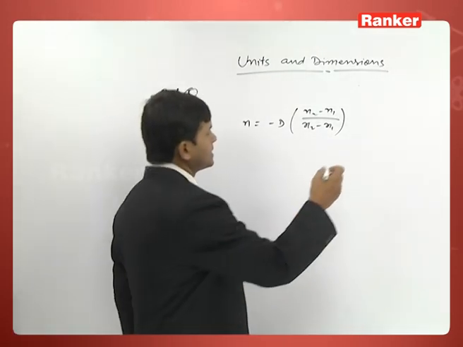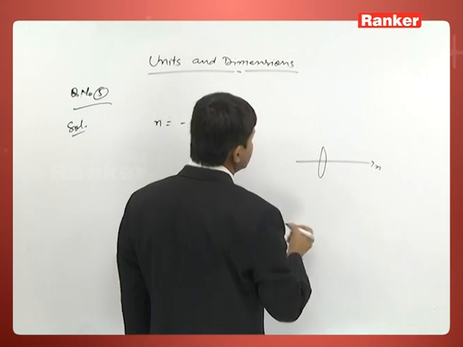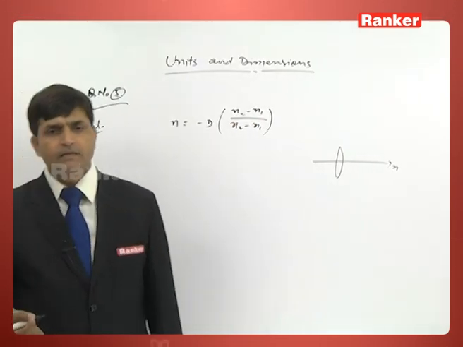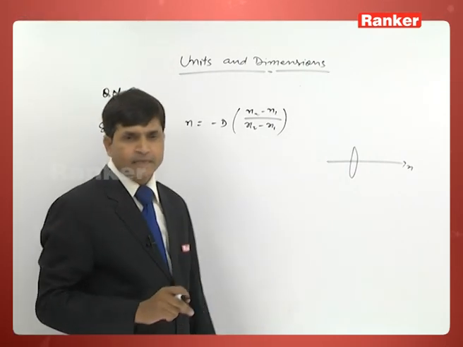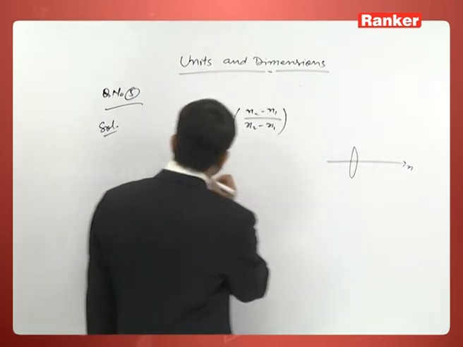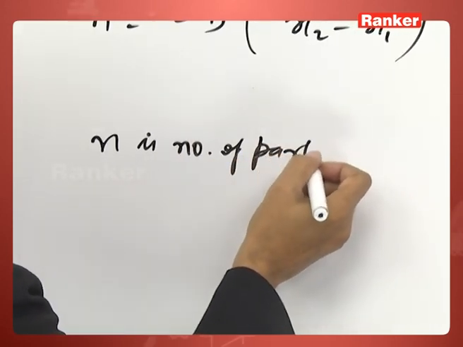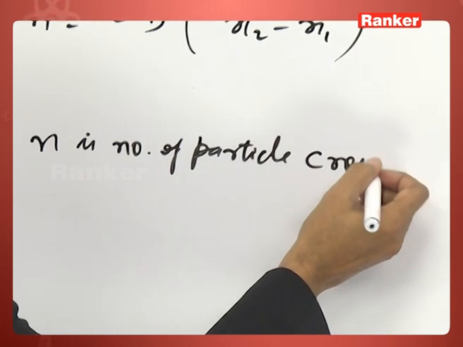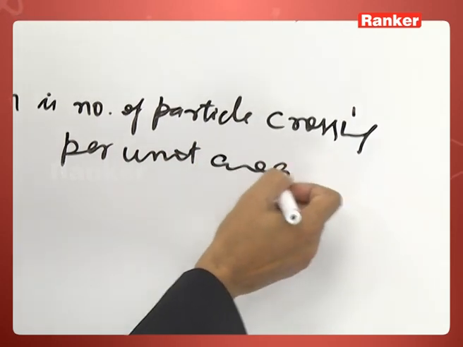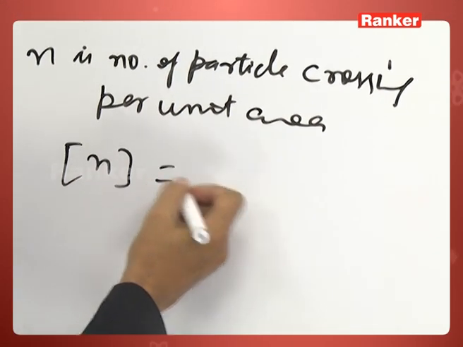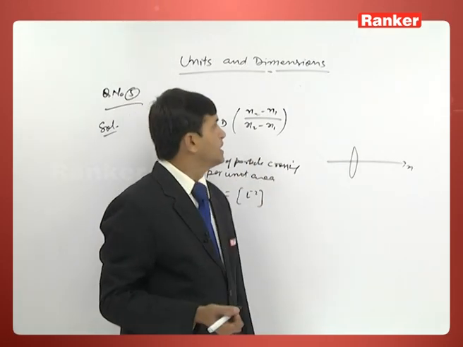Let this be the x-axis, and if we are considering any area here, then N represents the number of particles crossing per unit area. N is the number of particles crossing per unit area. So the dimension of N will be the dimension of per unit area, meaning L to the power minus 2.